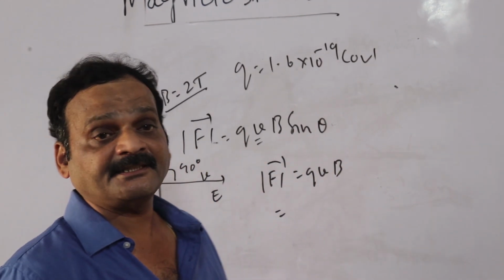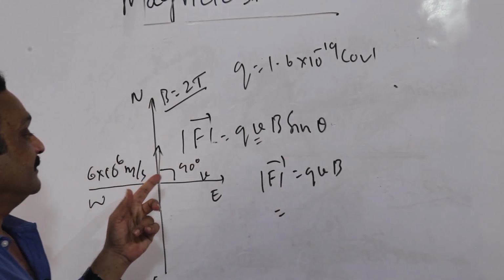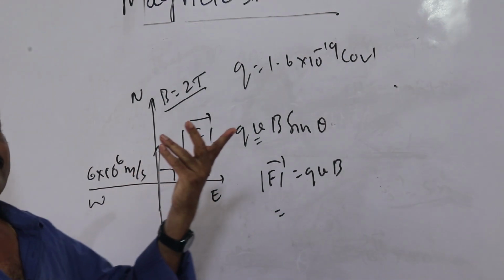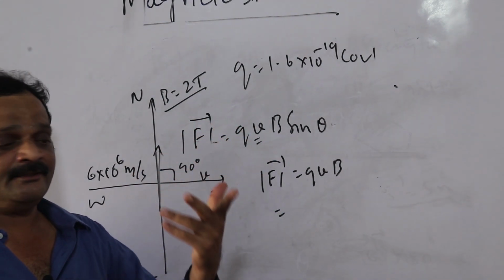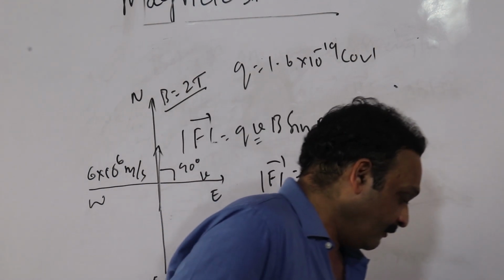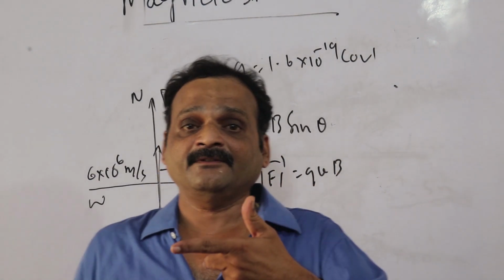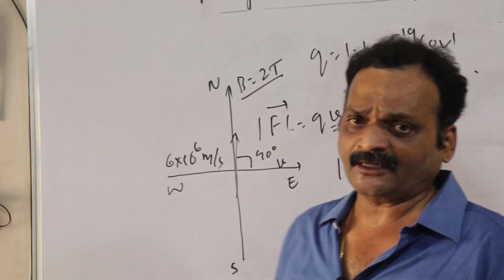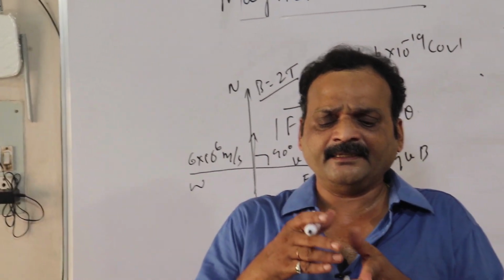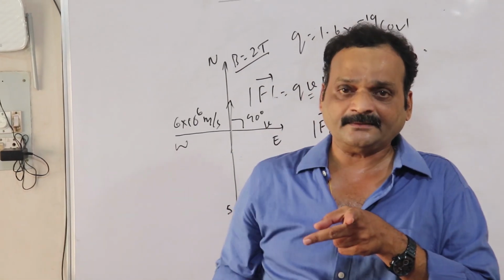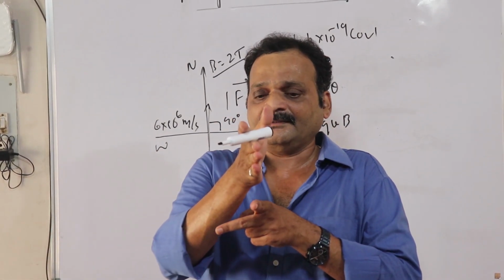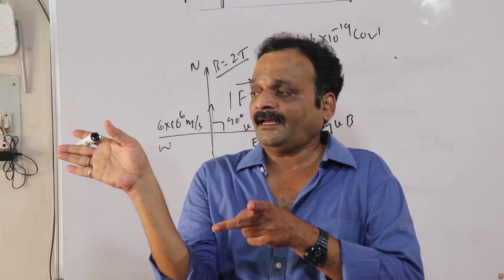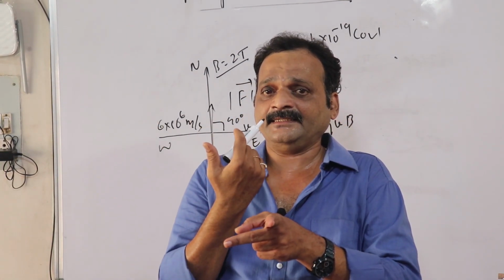Now what is the direction? I told you, when V and B are perpendicular to each other, we can use Fleming's left hand rule, such that you should put the forefinger in the direction of the field. Now any direction can be taken as north. Suppose I am taking the direction towards you as north. When this is north, the direction towards the right of north is east, and opposite is west, towards my side it is south.